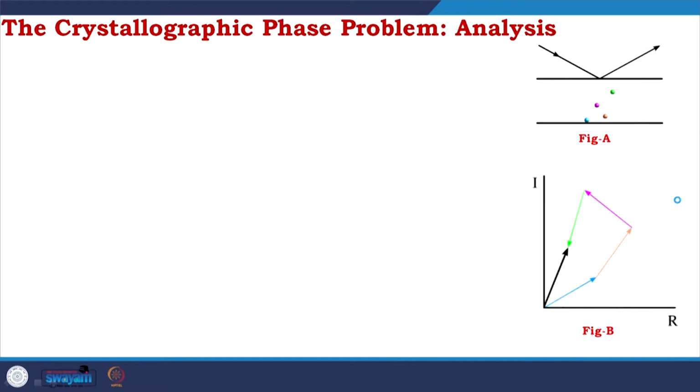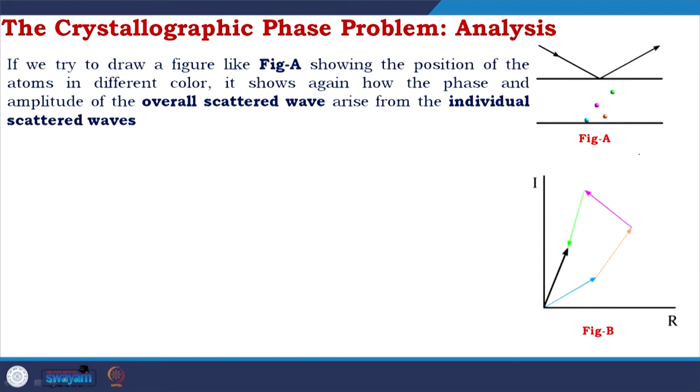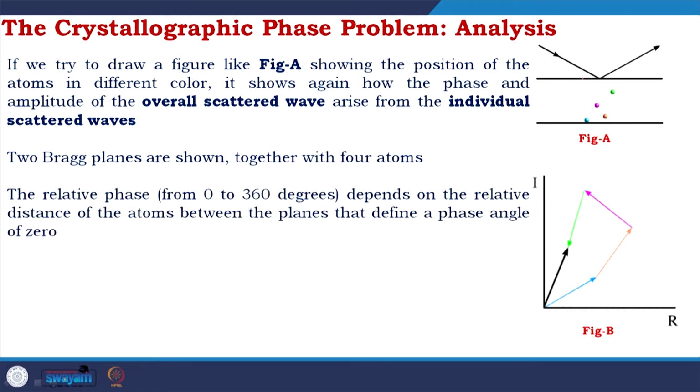If you see figure A, there are 4 atoms and 2 Bragg planes. Now, if we try to draw a figure like figure A showing the position of the atoms in different colors, 4 colors show 4 different atoms. It shows again how the phase and amplitude of the overall scattered wave arise from the individual scattered waves. So, every atom has its own scattering, right. There are 4 atoms and 2 Bragg planes. The relative phase from 0 to 360 degrees depends on the relative distance of the atoms between the planes that define a phase angle of 0.